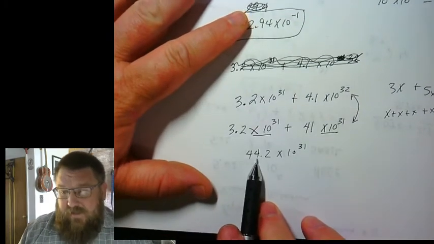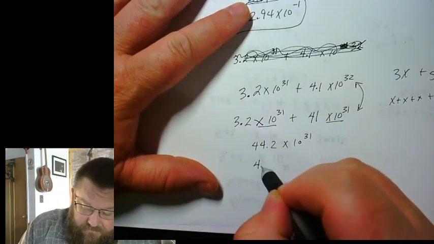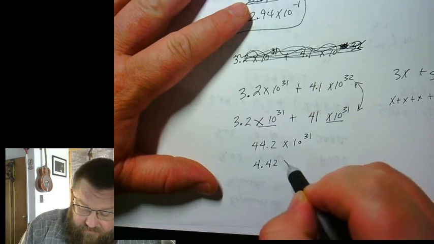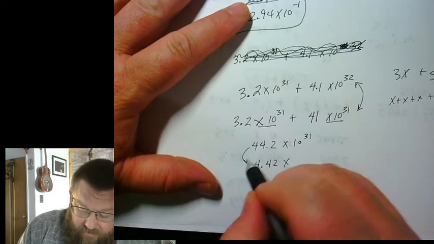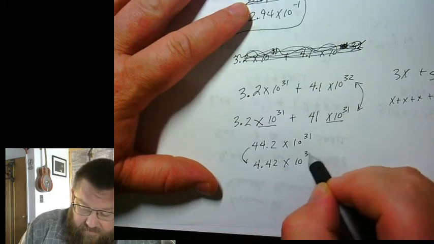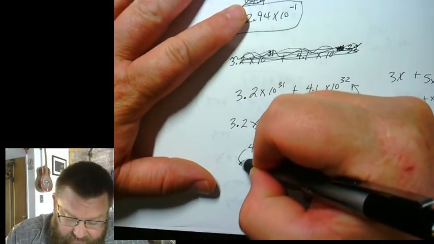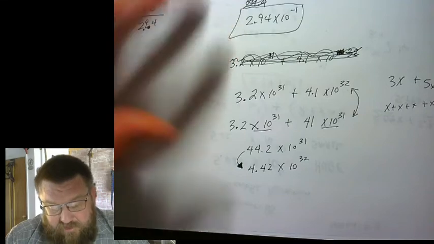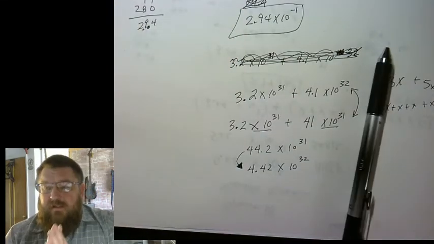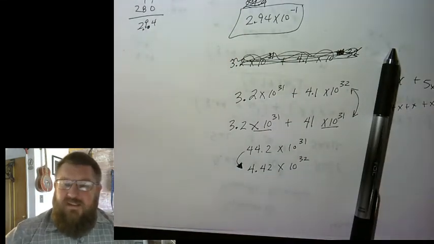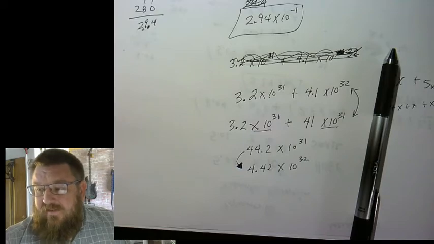Now the problem is that's not scientific notation. 4.42. Now this is a smaller number, which means to keep it balanced, I make that a bigger number. Do you see? Just got to keep it the same. Got to keep it equal. Got to balance it out. Boom, you're done. Anyway, that's how scientific notation makes use of exponents.